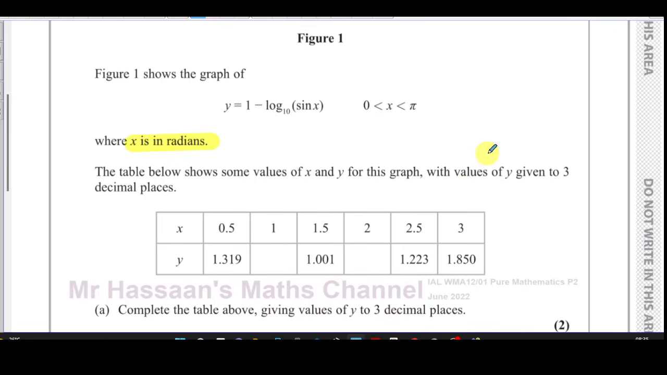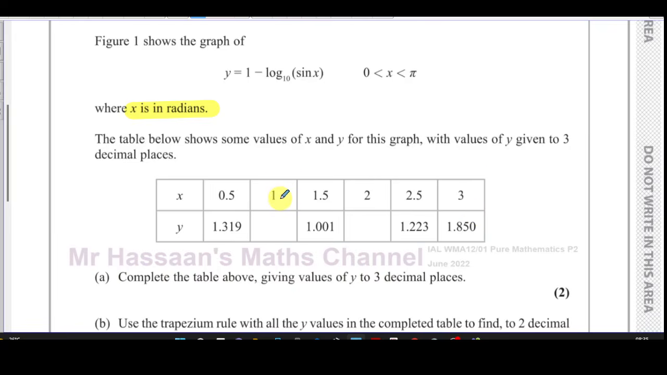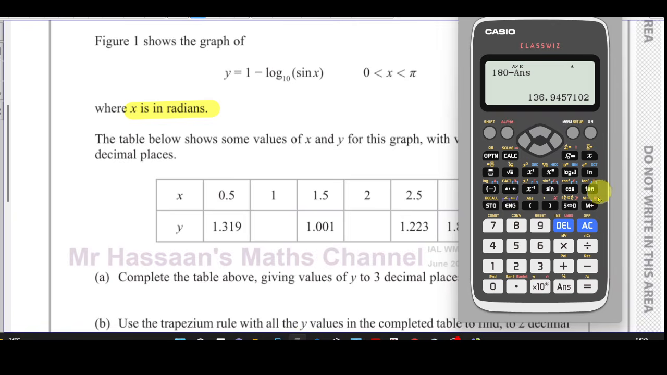So the table below shows some values of x and y for this graph, with values of y given to 3 decimal places. Part A is simply to complete the table, giving the values of y to 3 decimal places. So we have to substitute, instead of x, the number 1 first, and then the number 2, and fill in the y values. But we have to make sure that the calculator is in radian mode.